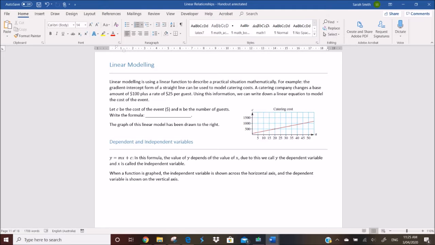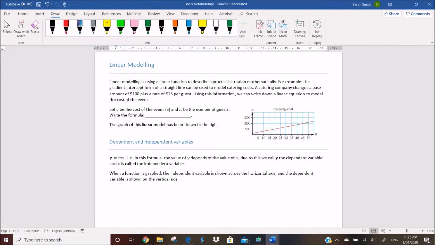Today's lesson is on linear modelling. So linear modelling is a way that we use a linear function to describe a practical situation. So if we think of our gradient intercept form, so y equals mx plus c, we can model different practical situations. So our example here is we have a catering company.